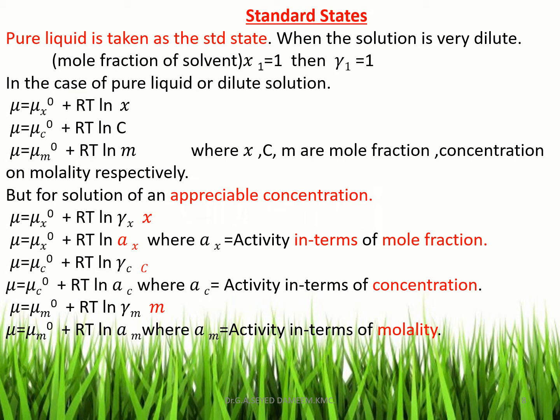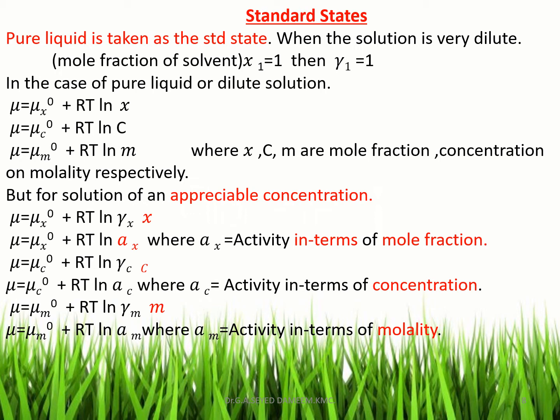In terms of concentration, we can write mu is equal to mu 0 c plus RT ln c. And in terms of molality, mu is equal to mu 0 m plus RT ln m. Here all mu are chemical potentials, and mu 0 values are standard chemical potentials, x is the symbol for mole fraction, c is the symbol for concentration, and m is the symbol for molality.